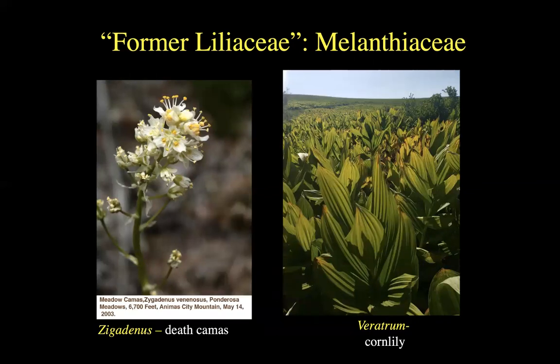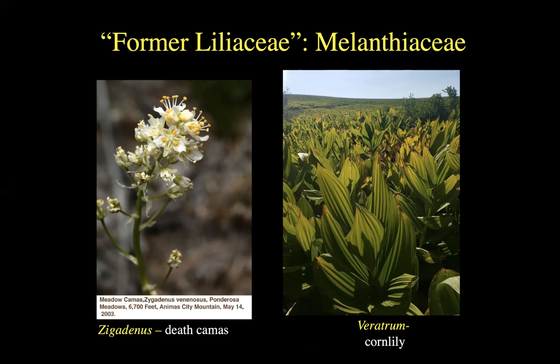Here's another family, the Melanthiaceae, and two important members here in Colorado. Zigadenus, this is the death camas. This seemingly innocent little white flowered friend, you'd find it at kind of higher elevations, montane ecosystems, particularly with wet soils, is incredibly toxic. You could absolutely kill a human if you knew what you were doing with the roots.